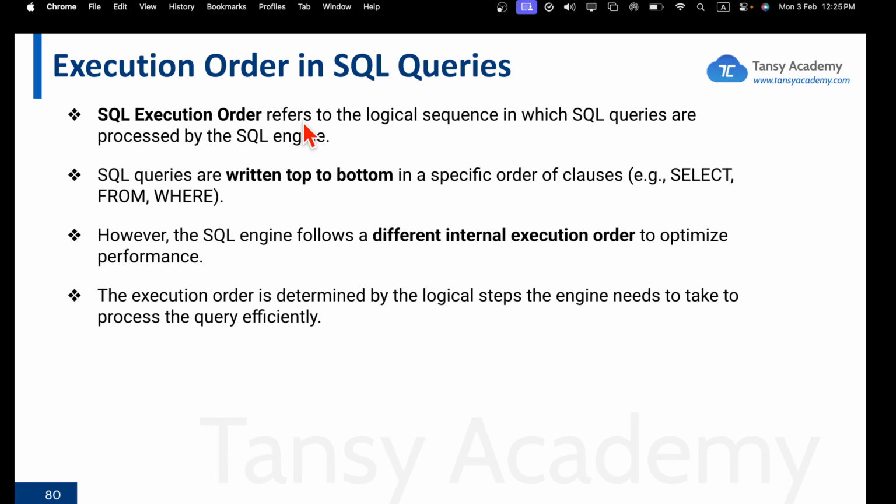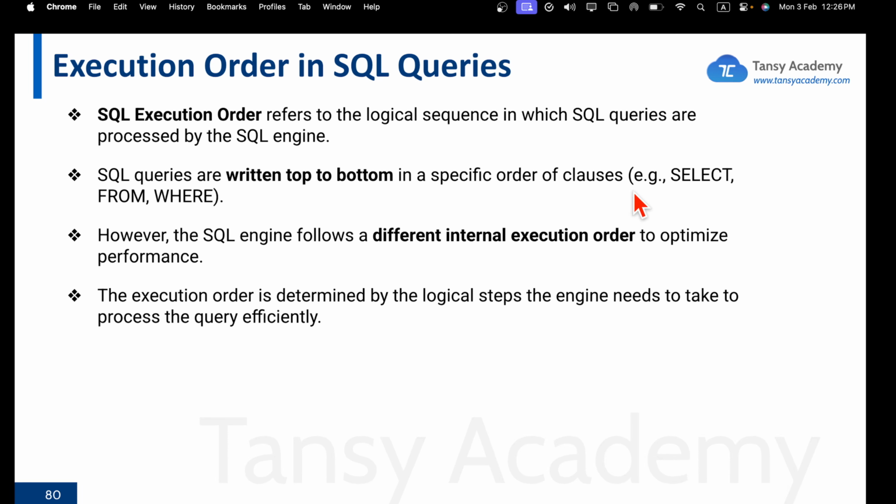SQL execution order refers to the logical sequence in which SQL queries are processed by the SQL engine, by your database DBMS software. SQL queries are written top to bottom in a specific order of clauses. Example, select from where. I will be explaining this in detail in the next slide. However, the SQL engine follows a different internal execution order.